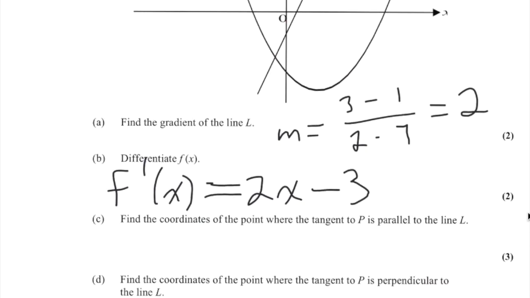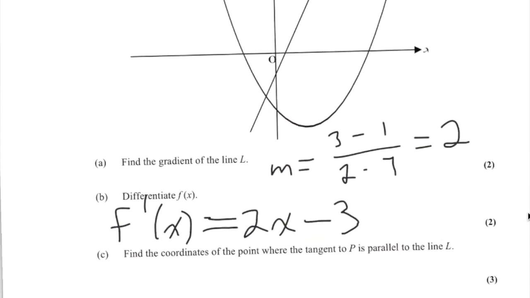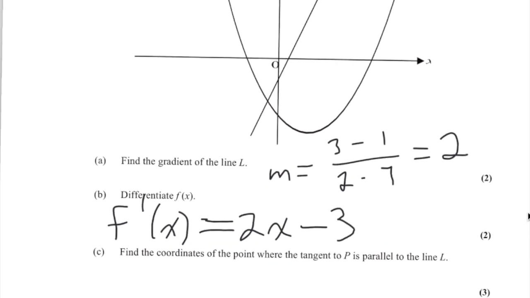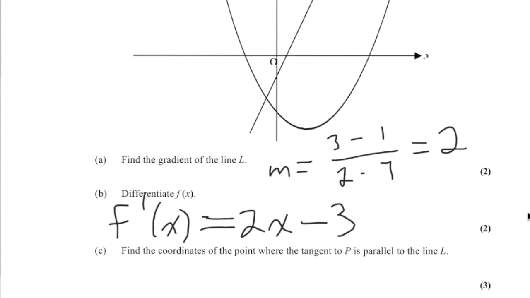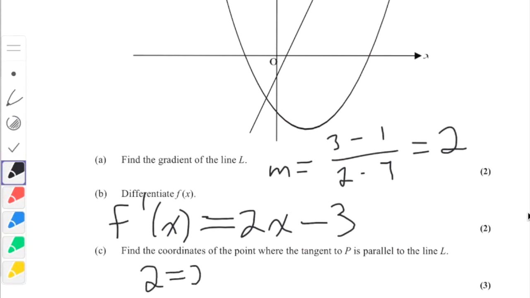The tangent is parallel to line L, okay? So line L has a gradient of 2. We have a gradient function for the parabola P. Let's just set them equal to each other. Again, we're looking for where on the parabola the gradient is 2. Solve this equation, and when I solve that equation, I get x is equal to 5 over 2.